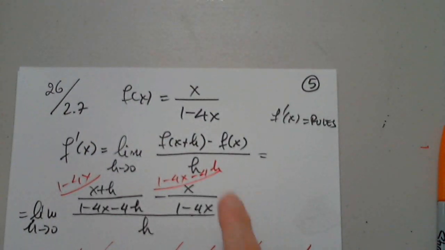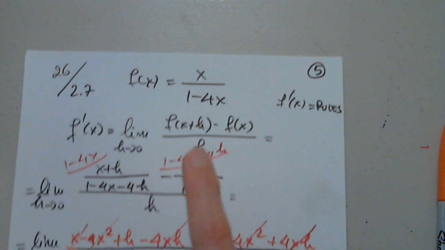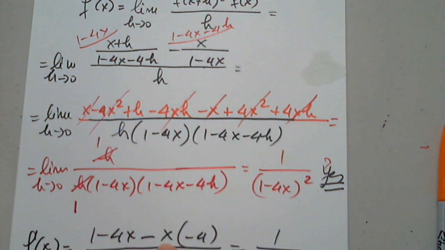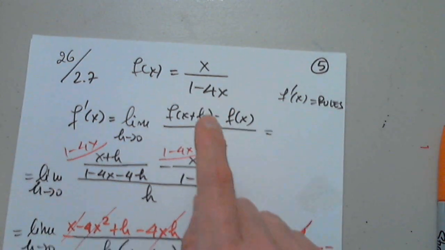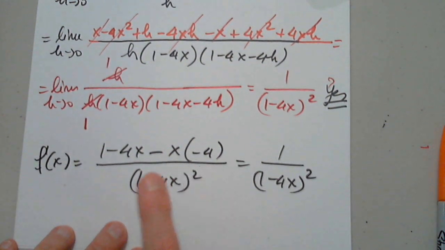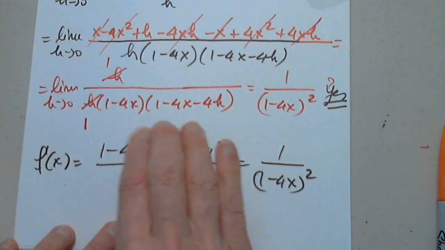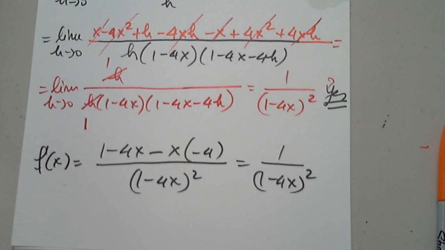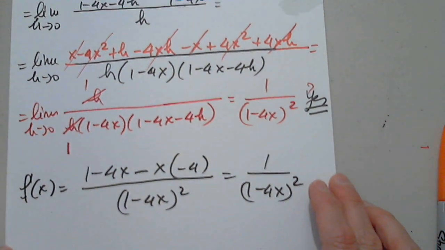Yeah. So the first function prime is 1 times the denominator minus the first function times the denominator prime, the quotient rule. So 1 minus 4x plus 4x, these two go away. So that's how I get the 1. Okay. Better? Yes. Thank you.